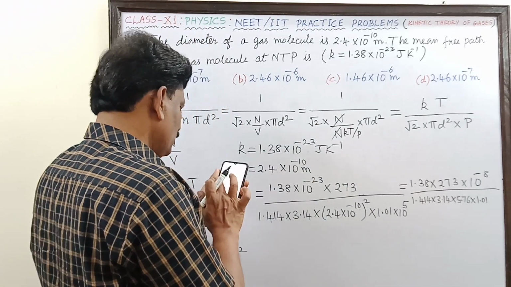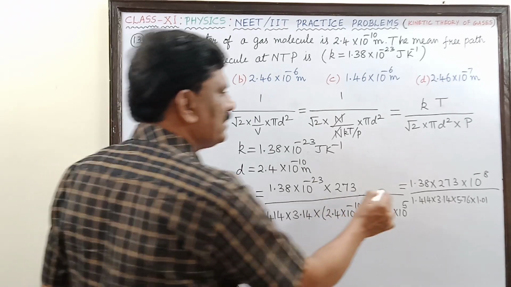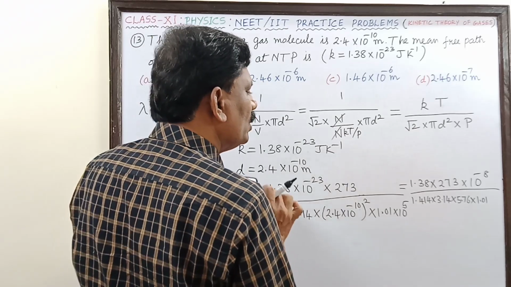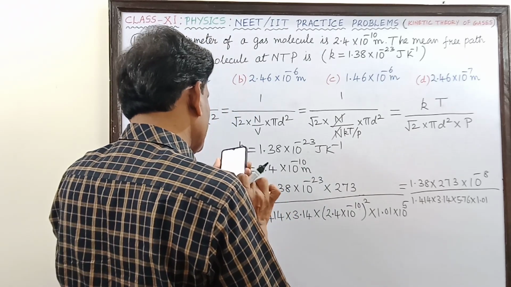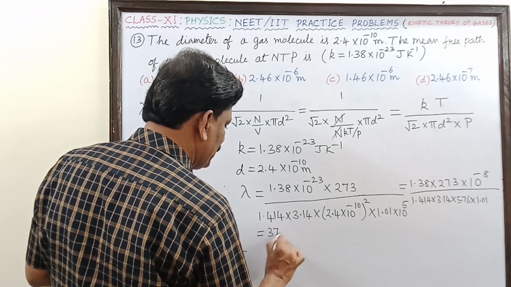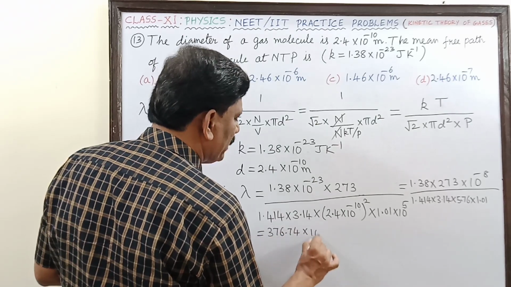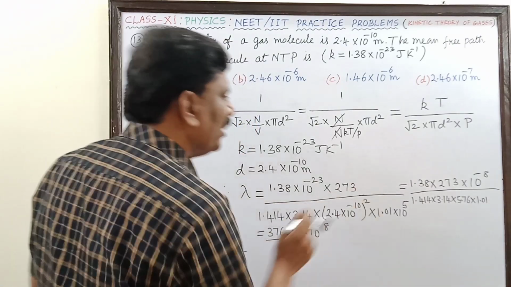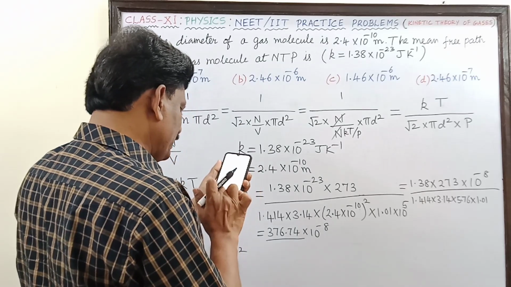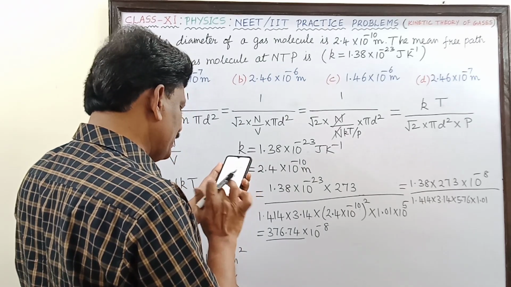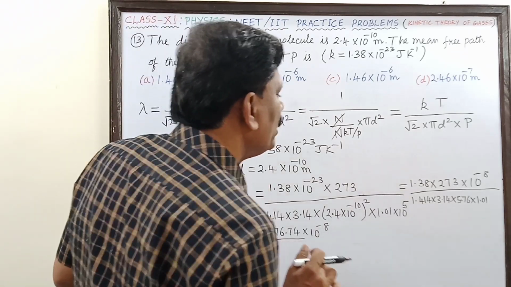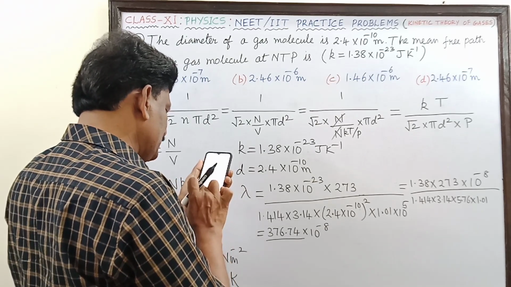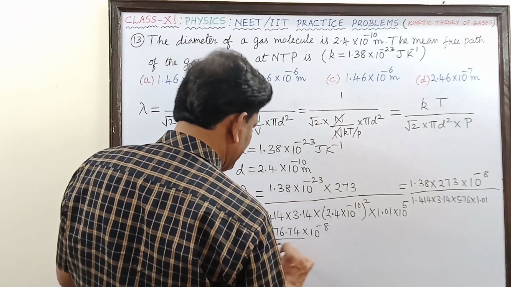So now we have to find out the calculation of this. See here 1.38 into 273. So this is 376.74 into 10 to the power of minus 8 in the numerator, divided by denominator root 2, 1.414 into pi value 3.14 into 5.76 into 1.01. So this is 25.83.